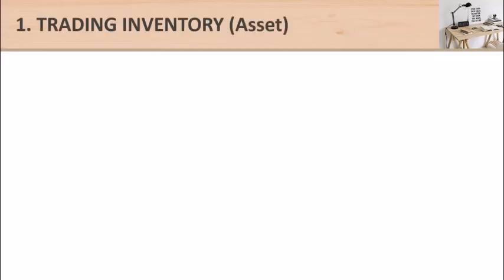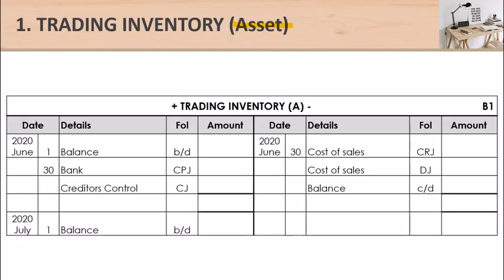Now, the first one is trading inventory. Okay, so trading inventory, hopefully all of you know by now that it's an asset. Okay, and that's important because if you know that it's an asset, you know that it's part of the group that we call dead. In other words, the group that increase on the debit side. Okay, so it's important that you know where the plus side of trading inventory is and where the minus side is. The plus is on the debit, the minus is on the credit.